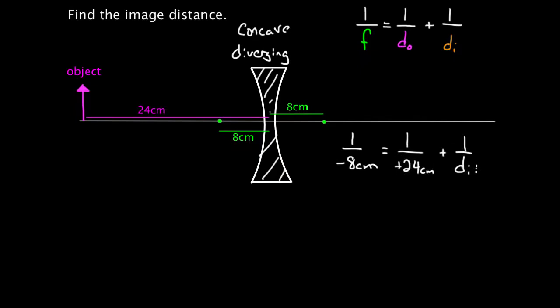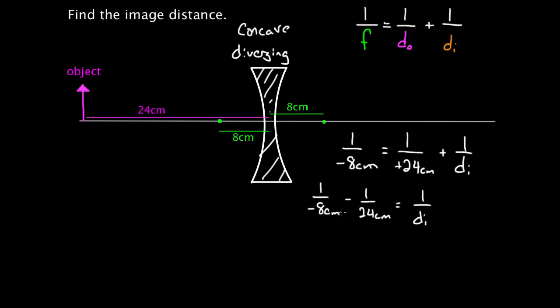So 1 over d_i. If I use algebra to solve here, I'll have 1 over negative 8 centimeters minus 1 over 24 centimeters. And note, I can put this all in terms of centimeters. I could put it all in terms of meters. It doesn't matter what units I use here. Those are the units I'll get out. I just have to make sure I'm consistent.